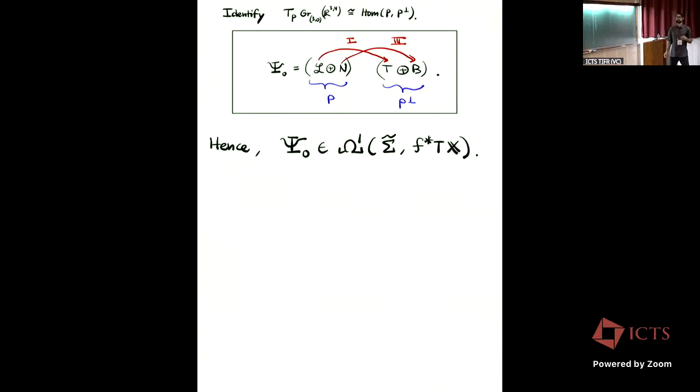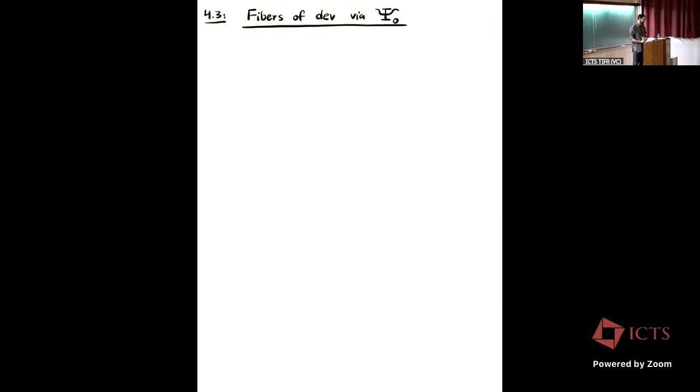Okay, so now we have three objects. We have the curve nu, we have the map to the symmetric space F, which is some sort of Gauss map of nu, and we have this guy psi naught. And our goal is to describe the developing map in terms of psi naught. We're going to understand the fibers of the developing map in terms of psi naught.